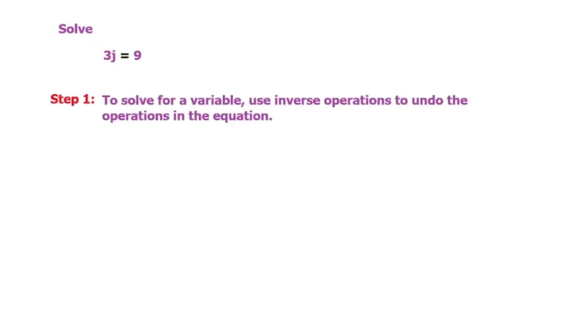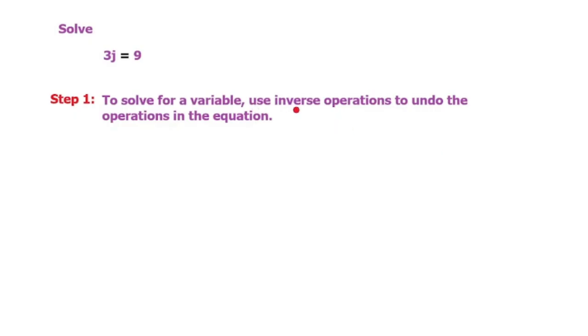So let's break it down. Step 1. To solve for a variable, use inverse operations to undo the operations in the equation. We kind of already know that, and probably you already know the answer, what j is, but we're trying to do this in a way that's going to help us with variable equations that are more complicated in the future. So let's start with this easier one to get used to it.